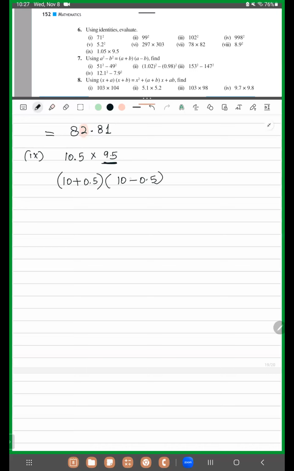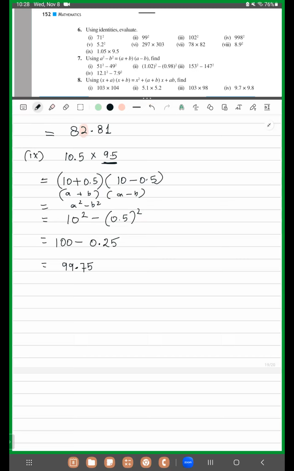Why are we doing this? So that we can get the a square minus b square form. Then we will write the formula, which is (a plus b)(a minus b), that is a square minus b square. Then 10 square minus 0.5 square. So 100 minus 0.25. So this becomes 99.75.